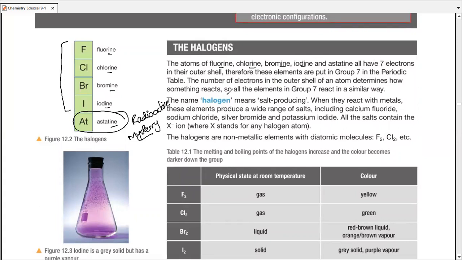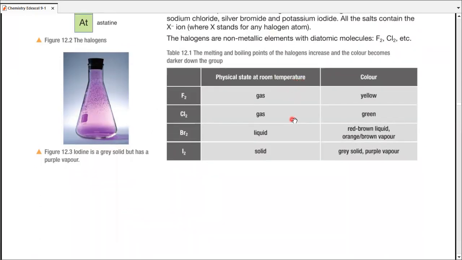They have 7 electrons in their valence shell. They all react the same way. The word means salt producing, and they react with metals to produce a wide range of salts. This includes the salts that we eat every day or the salts that we commonly use in our life. All the salts contain the X negative ion. X negative means they can gain one electron. However, since they are non-metals, they exist as diatomic molecules. They exist as F2, Cl2, Br2, I2. A table at the bottom of the page is going to clear out the idea for us.